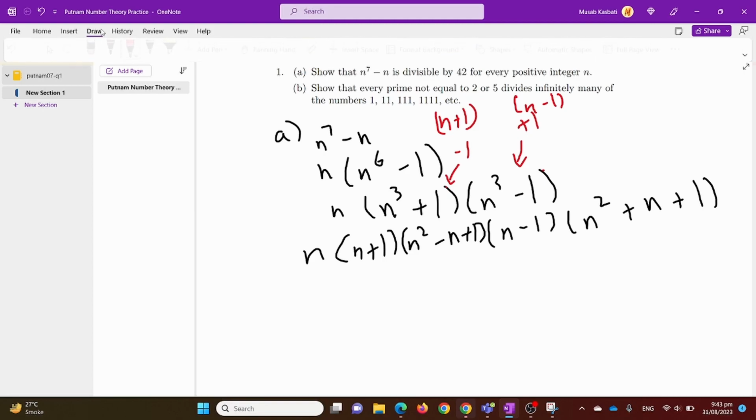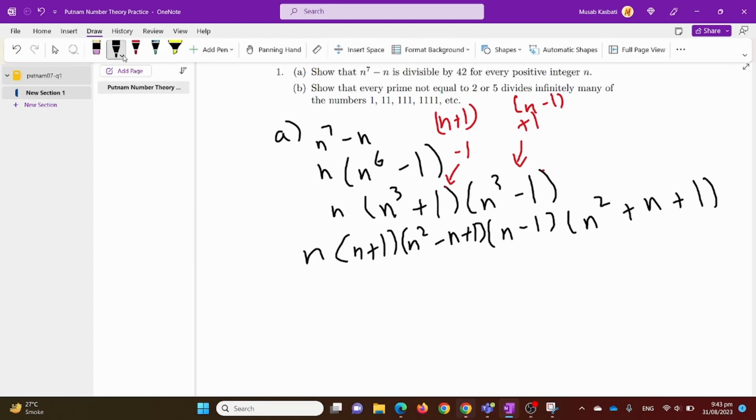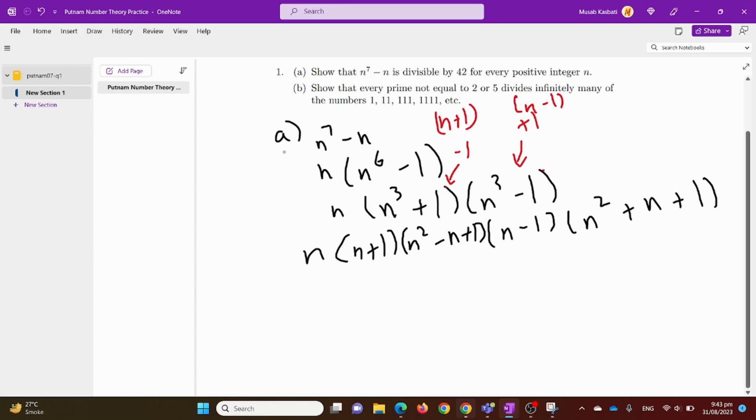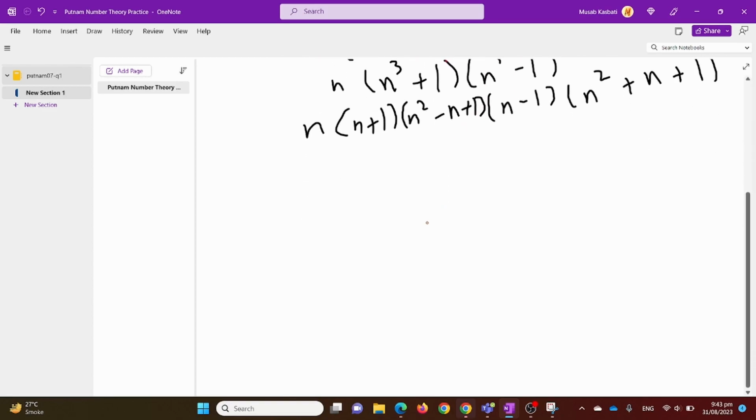Now, it might be a bit confusing, what does this even do for us in the long run? How is this related to our question? To figure out why this was useful, we first need to realize what exactly 42 is. Other than being the answer to life, it is also a product of the numbers 2, 3, and 7. So 2 times 3 is 6, and 6 times 7 is 42. So this is a multiple of 2, 3, and 7.